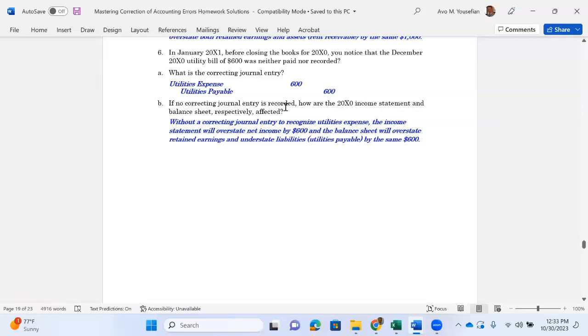If no correcting journal entry is recorded, how would the financial statements be different? So line by line here, if you don't record the expense, expense will be understated. That means profit, net income, will be overstated in the income statement. And if the profit is overstated in the income statement, then retained earnings will also be overstated in the balance sheet. If you don't record the utilities payable, then liabilities will be understated in the balance sheet. Okay.